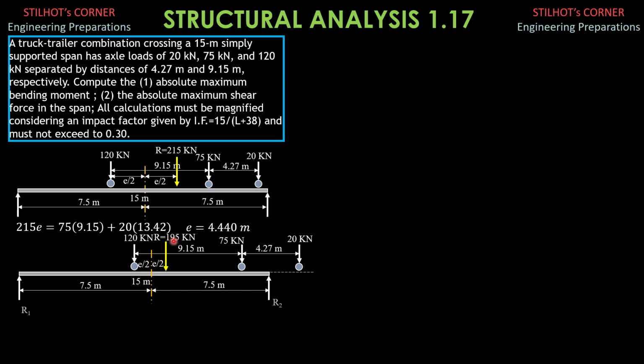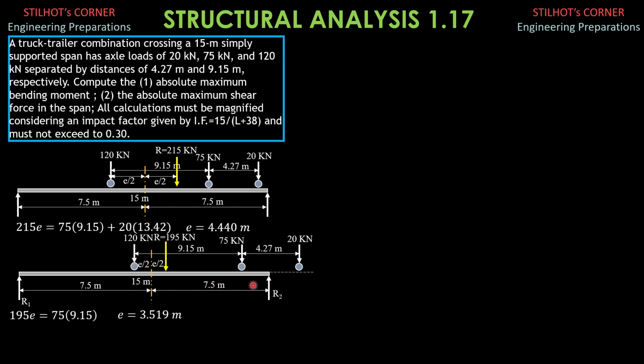Let's call these R1 and R2. So 195 times E is equal to 75 times 9.15 this time. The 20 kilonewton load does not contribute. E therefore is 3.519 meters, and this time the distance of the 75 kilonewton load from the center line is 9.15 minus E over 2, and that would be 7.3905 meters, which is less than 7.5.